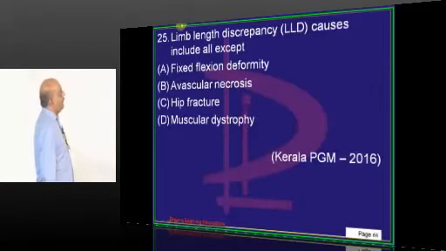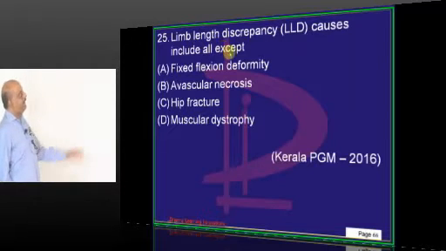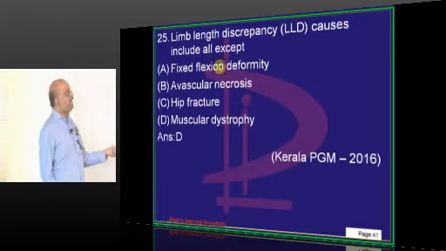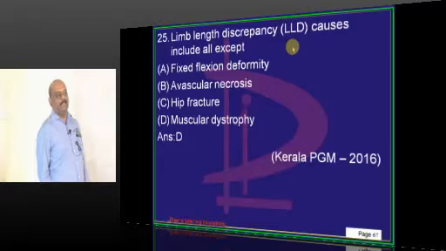Limb length discrepancy. What are the causes? Hip fracture, avascular necrosis, fixed flexion deformity. Another common sense wala question. Padne se milne ka nahi hai.